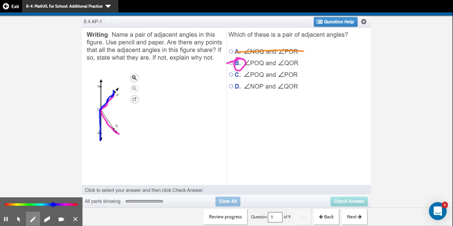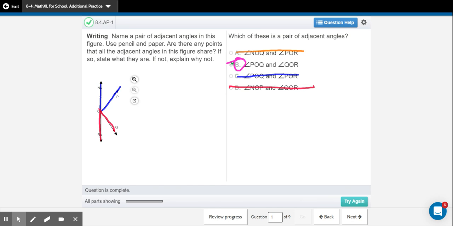I did POQ in pink and POR in blue. They overlap. They're not right next to each other. They're kind of part of each other, so that does not work. Now I have NOP in blue, QOR in red. Again, we want two angles that are right next to each other. They share a vertex, or a corner, but they're not right next to each other. So we're going to choose B.